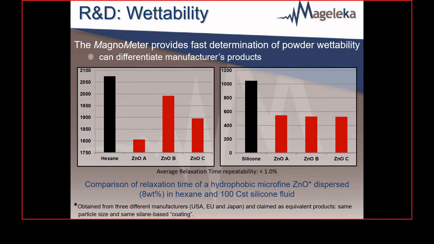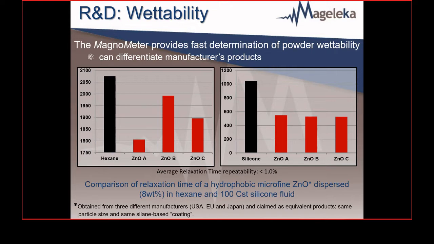Now, in this study here, I showed a comparison of 3 zinc oxides, each dispersed at 8 weight% in 2 different fluids. One was hexane and one was 100 centistoke silicone fluid. This latter material was actually a polydimethyl siloxane, technically called a dimethicone. Now, in the first example on the right, what we see is the powder samples are wetted to almost an identical amount. This is likely, of course, because the surface coating is a silane, which is very compatible with linear silicone fluids such as dimethicone.